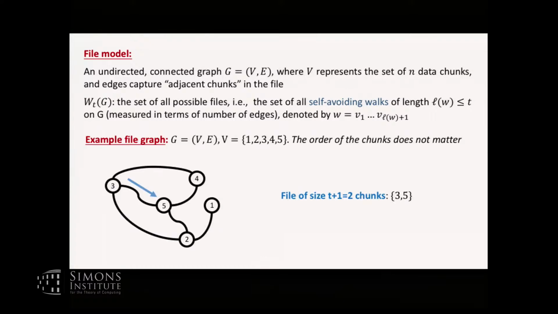So here is, for example, a file graph, as we call it in this talk. And here is an edge from 3 to 5. The graph is undirected. And I am saying that this is a file of length 2 chunks, but it's really one step in the graph. So I will use the parameter t to tell you how long is the walk on the graph. And in this case, it's exactly one step. So t is equal to 1. But with t equal to 1, I'm getting 2 chunks. And I'm getting 3 and 5. And the order does not matter.